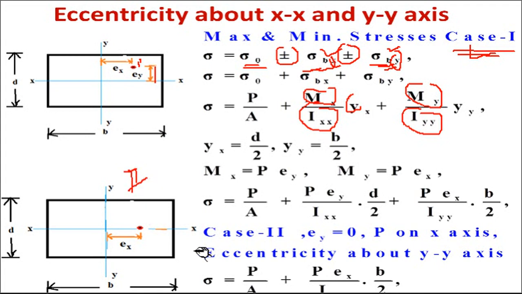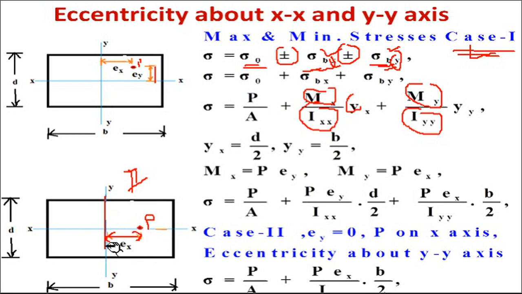In case second, what is shown here? Here only one eccentricity is shown, which means the load is acting at this particular point on the x-axis. Since it is acting on the x-axis, the eccentricity about the x-axis is 0, which means Ey is 0. But from the y-axis, the load is at a distance of Ex. This distance, parallel to the x-axis, is called Ex.